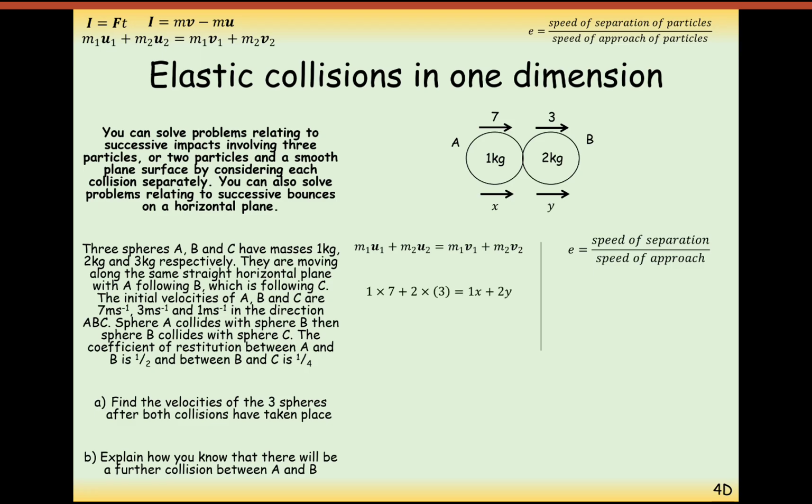So coefficient of restitution and the momentum one, the conservation of momentum one. So it's 1 times 7, add 2 times 3 is 1 times x, add 2 times y, which gives 13 equals x plus 2y. The coefficient of restitution formula is a half for A and B. The speed of separation is y minus x, and the speed of approach is 4. Then we get our two simultaneous equations, x is 3 and y is 5. Excellent. So that's the first collision.